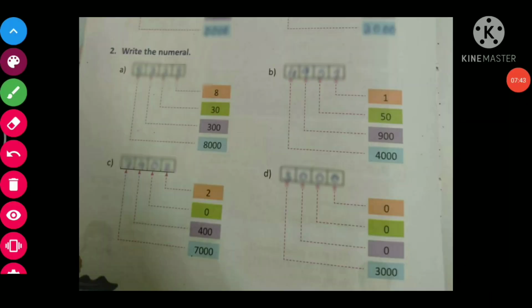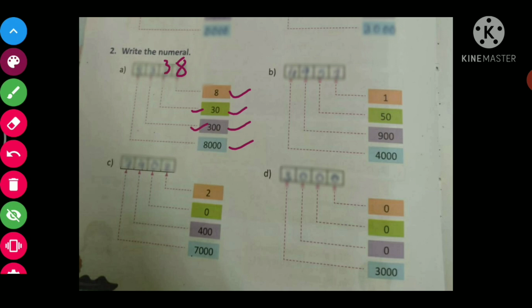Okay students, now we'll see the second question. Write the numerals. With the help of this place value, we have to write the numerals, the number. As you can see, 8 is there, so we'll write 8 here, because it stands where? In ones place. 3 having 10, that means it is in tens place, so we'll write 3 here.